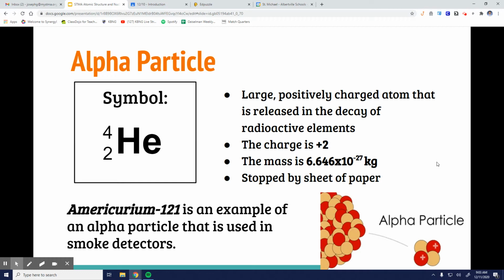So they use that and they emit alpha particles, and that's part of the reason that they're able to detect things that are really small, like smoke particles in the air. So if you remember, an alpha particle is basically a helium atom without electrons being emitted from the nucleus.